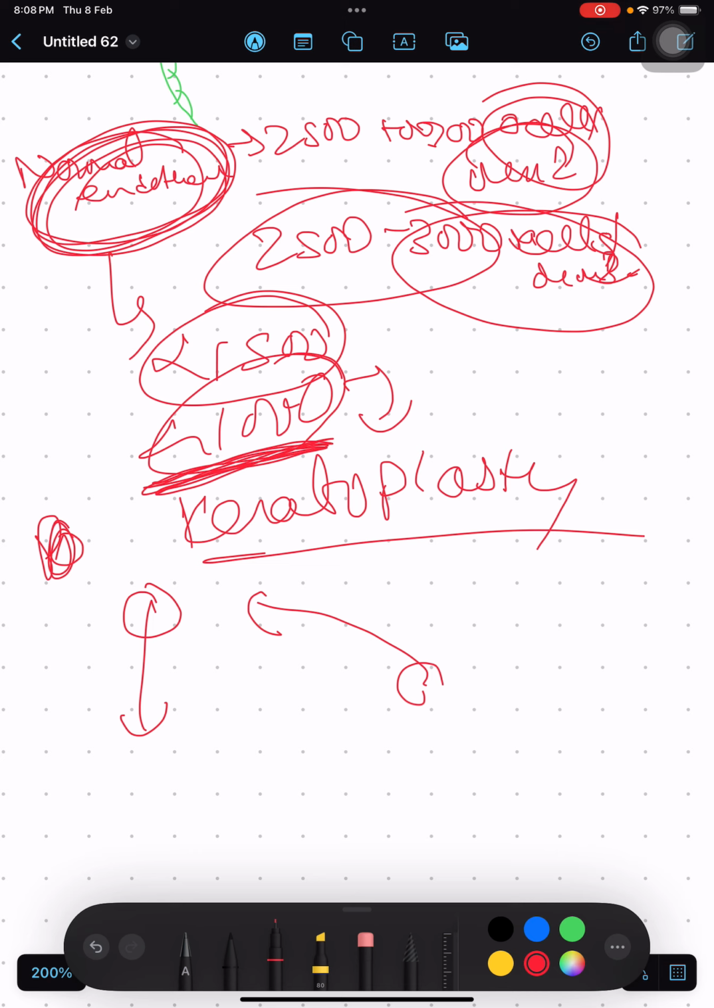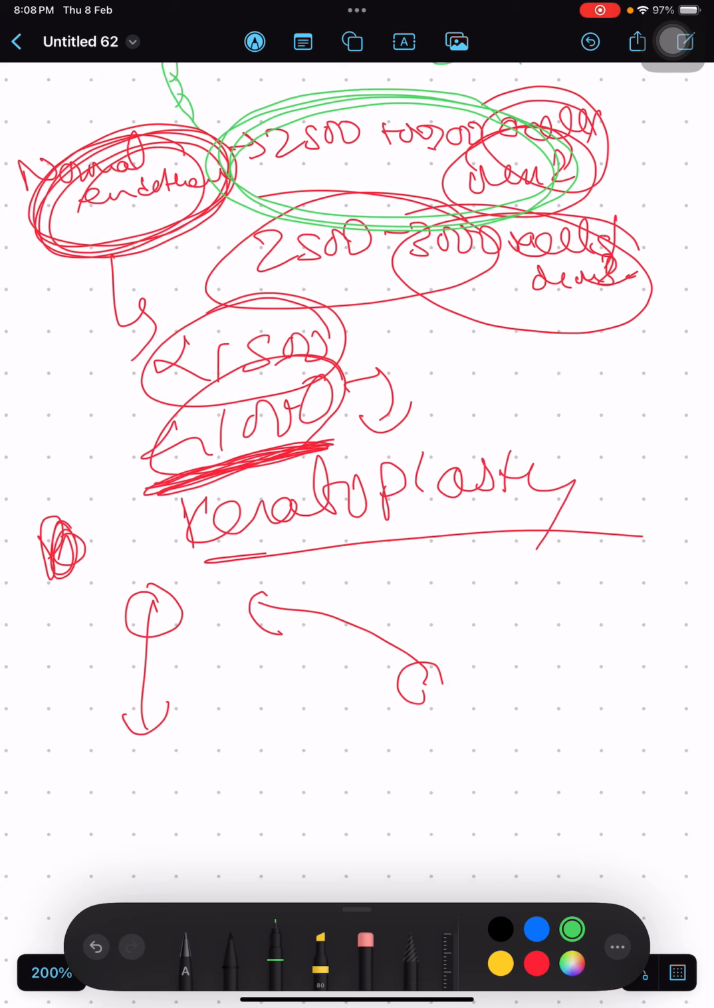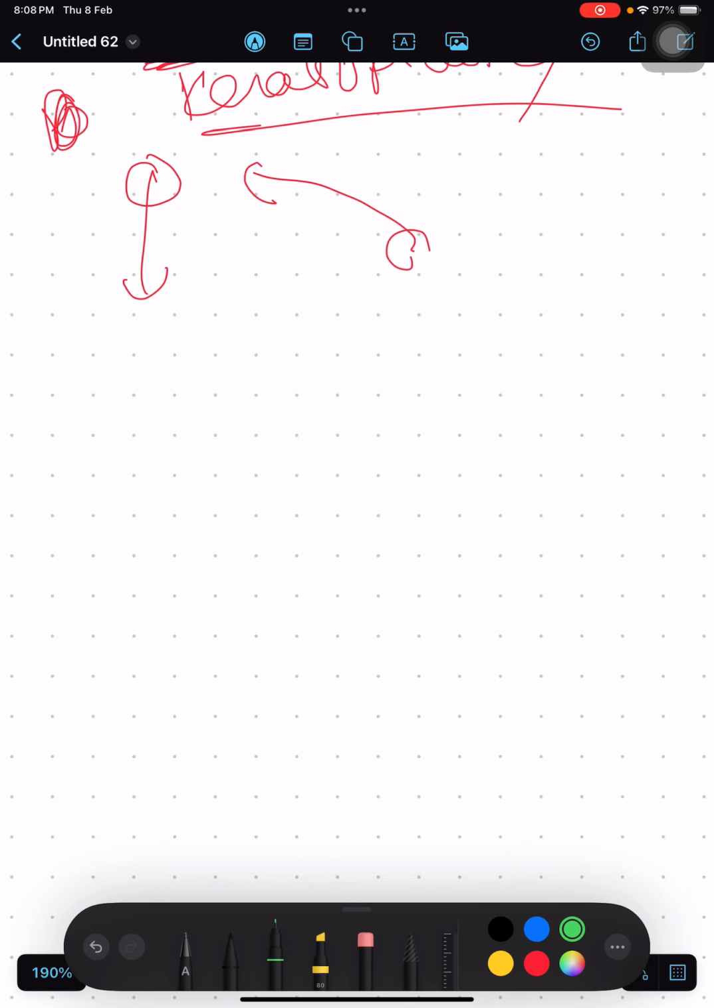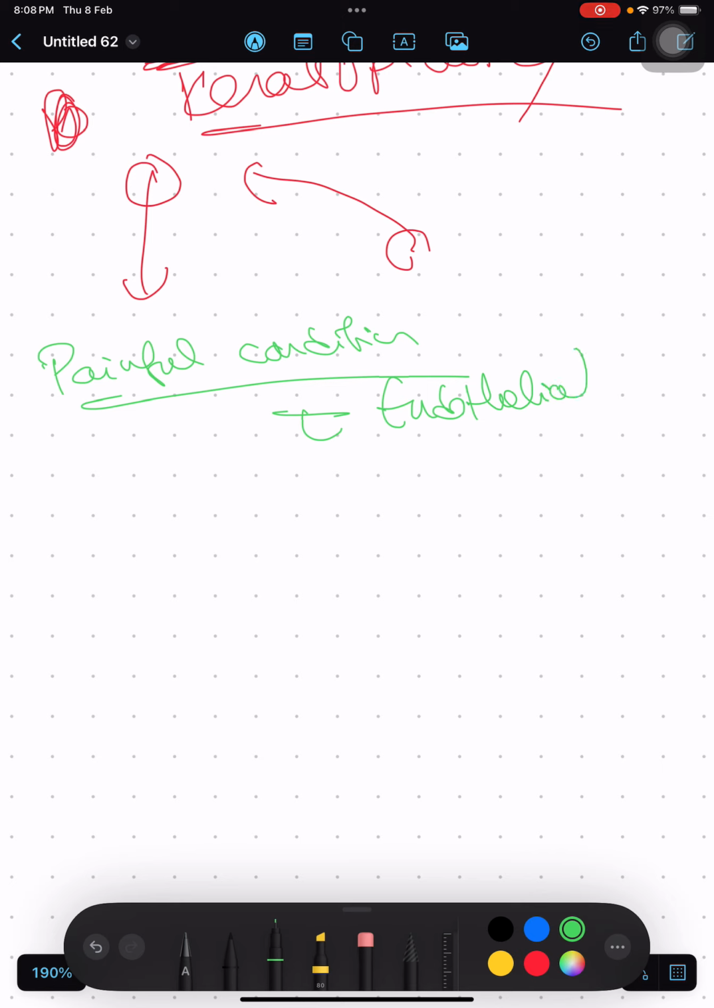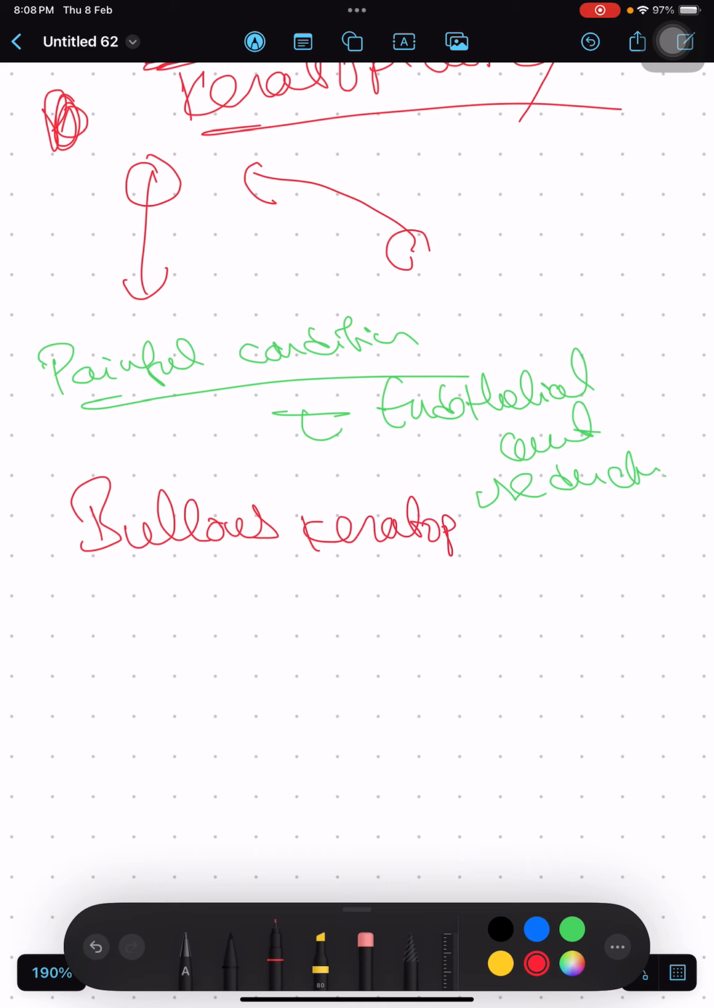So for this slide, just remember the normal endothelial count is 2500 to 3000 cells per mm square. I have already talked about pleomorphism and polymegathism. And you need to remember a painful condition associated with endothelial count reduction, and this is known as, let me write it in red, bullous keratopathy.